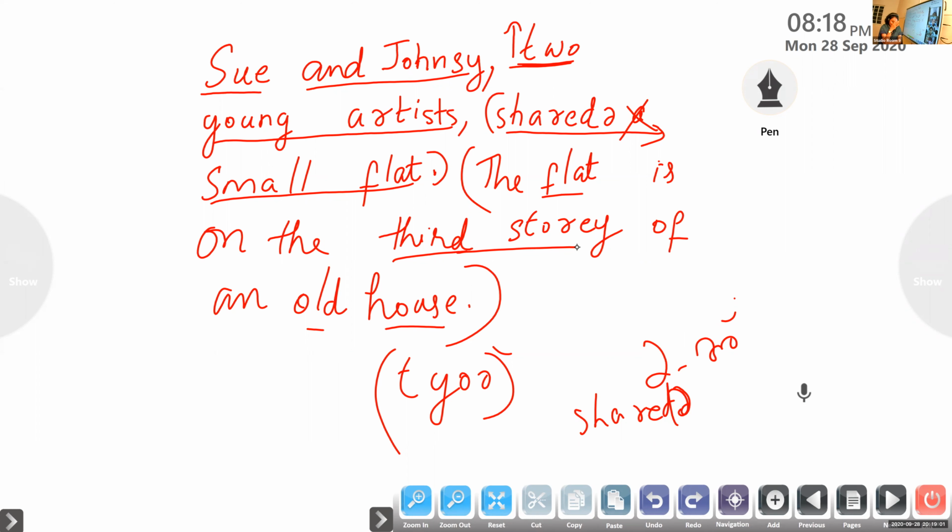I will tell you why this is not up to the mark, because you're not giving the pauses at that particular place. It's the flat, break, is on the third. It is continuously speaking. But here, you can improve, increase the sound. The flat is on the third story. The flat is on the third story of an old house, or of an old house. However, got it?